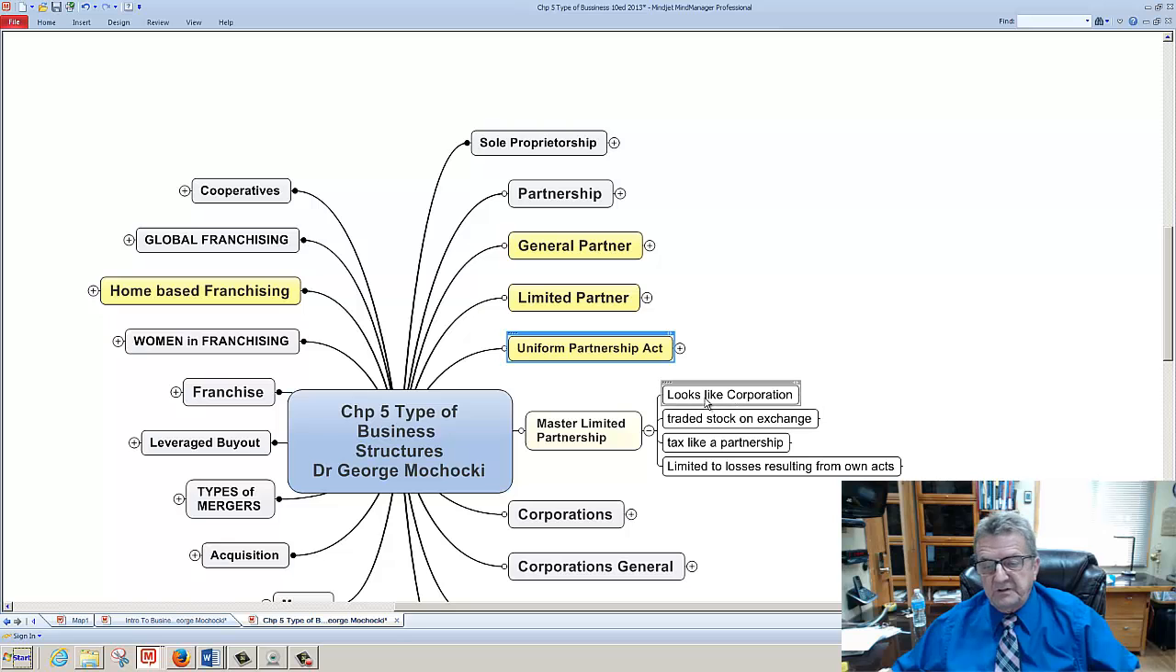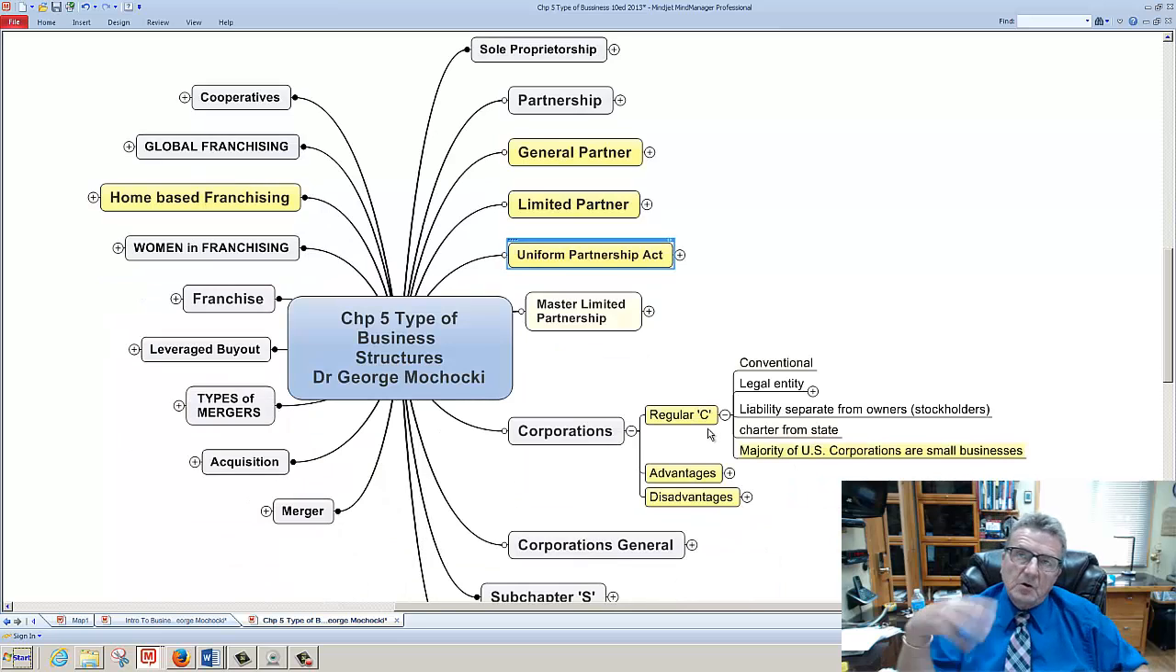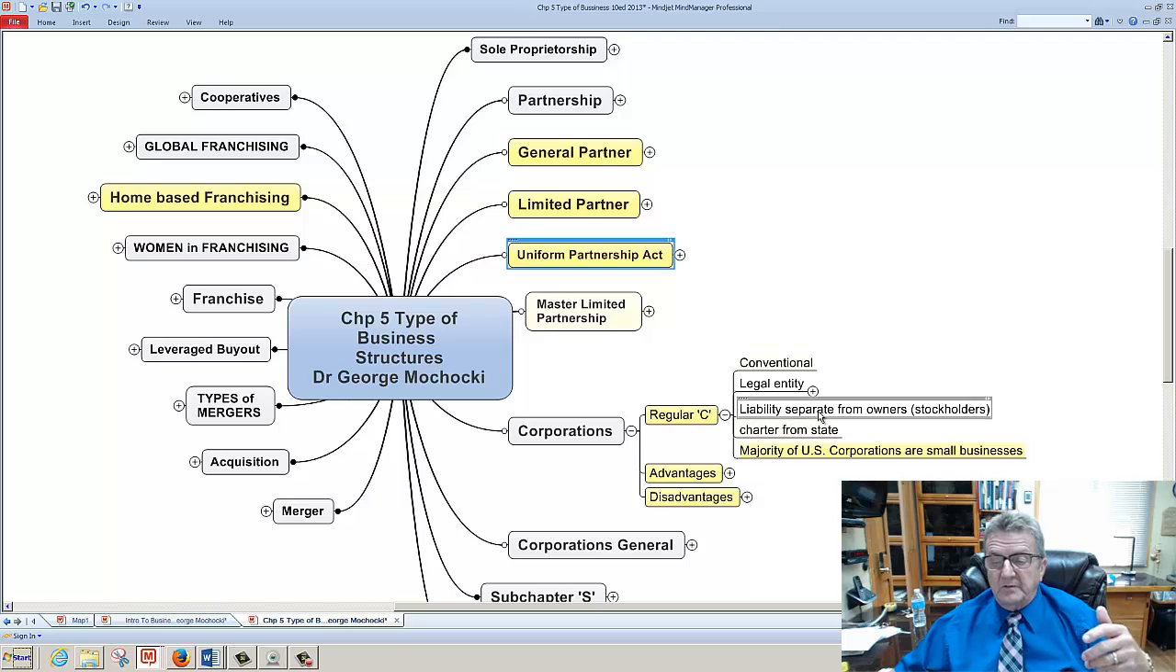Master limited partnership, it looks like a corporation. Remember, it looks like a corporation and acts like a corporation, but it doesn't have all the rules and requirements. But it limits my liability for my personal assets. Okay, let's go on to the corporation. Now, when they talk about a C corporation, it's basically a conventional corporation. It's a legal entity. It's a person. It could be taxed. It could be fined. It could do everything. It's limited from its stockholders.